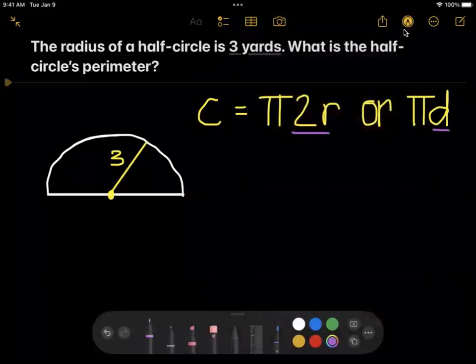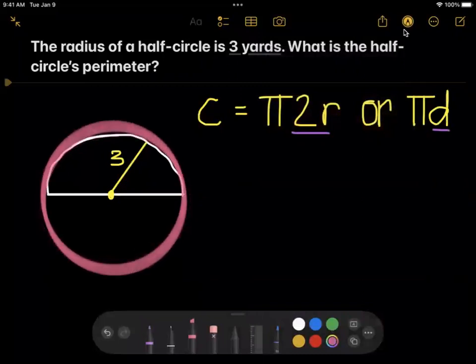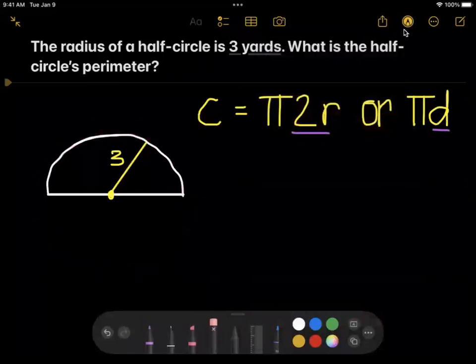Now that would be if we were looking for the circumference of a circle, or the distance all the way around. That's the distance around a circle, which is the perimeter of a whole circle. We're dealing with a half circle. So we can start by using the circumference formula to find the circumference of the whole circle and then dividing it in half. So let's do that part together.